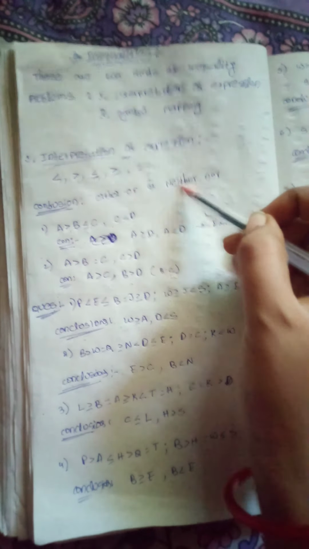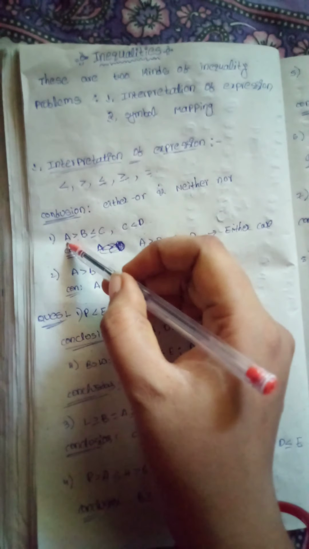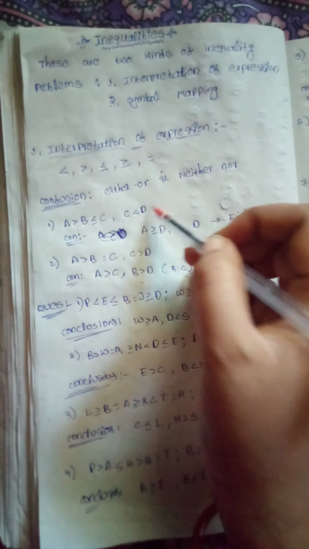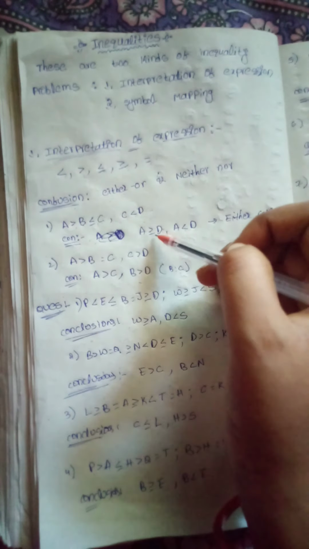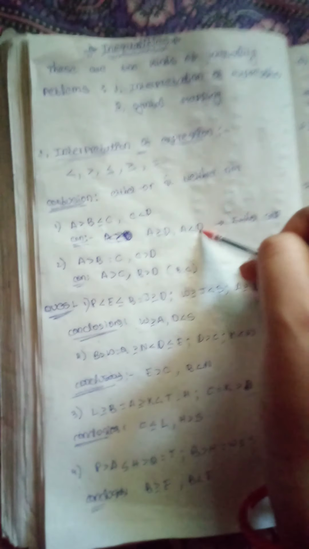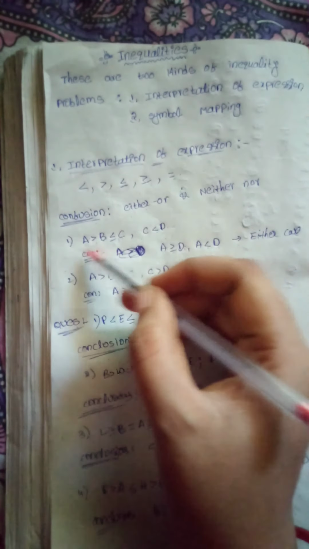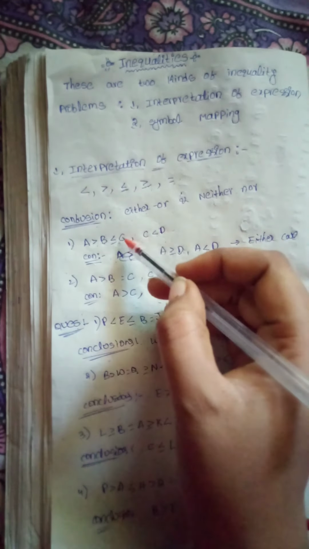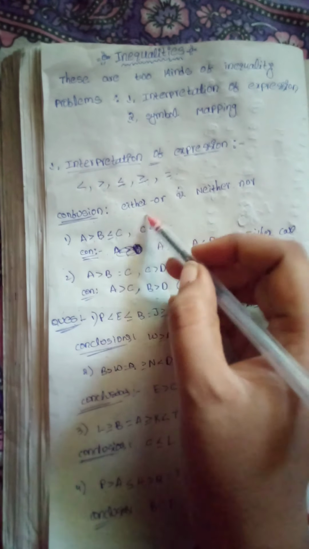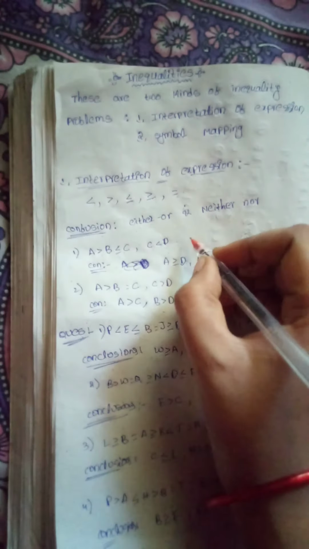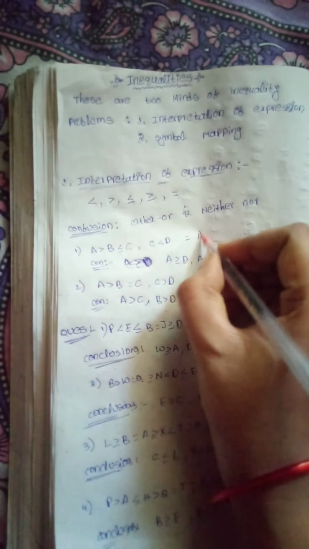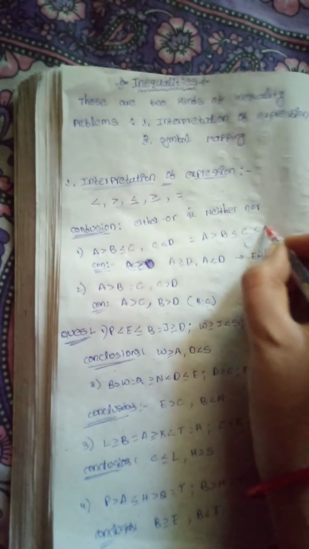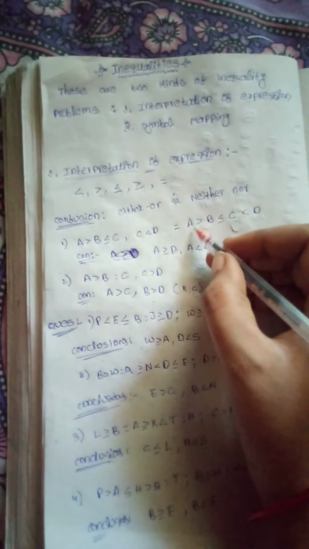For example, take an expression like a greater than b less than or equal to c, and also c less than d. These two are given, and the conclusions are a greater than or equal to d, and a less than d. First we take the expression a greater than b less than or equal to c, and also c less than d. That means we write one expression: a greater than b less than or equal to c, c less than d. This means it is one expression.